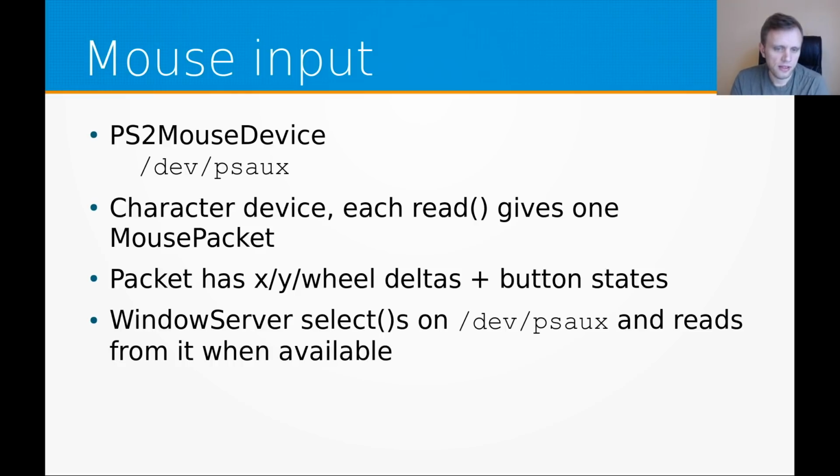It's also a character device, and every time you read it, you get a mouse packet, which is a struct also defined in the kernel. Each packet has the X, Y, and wheel deltas along with the button states. And just like the keyboard, the Windows server just selects on /dev/psaux, and it will read packets from it when they're available, and then process those as incoming mouse events.